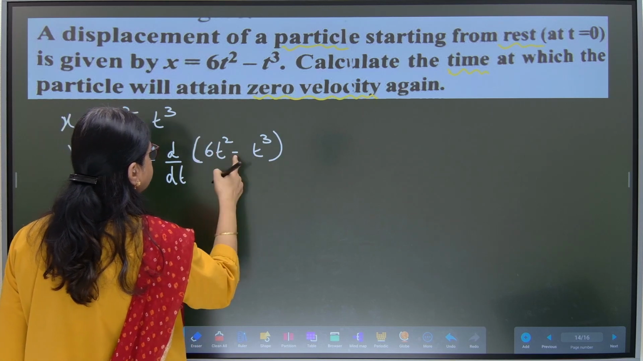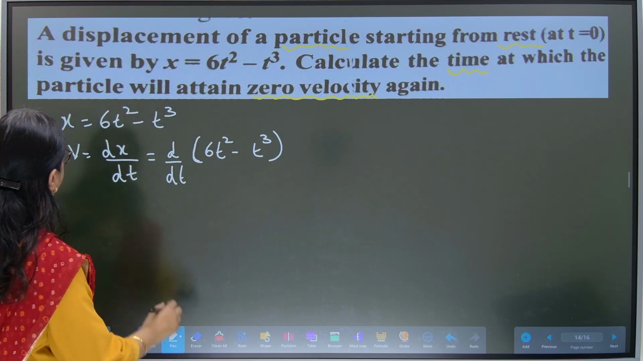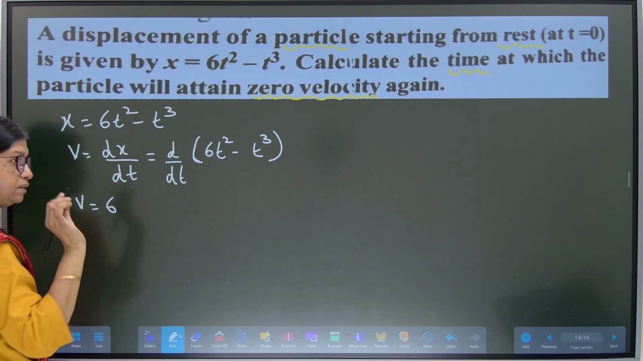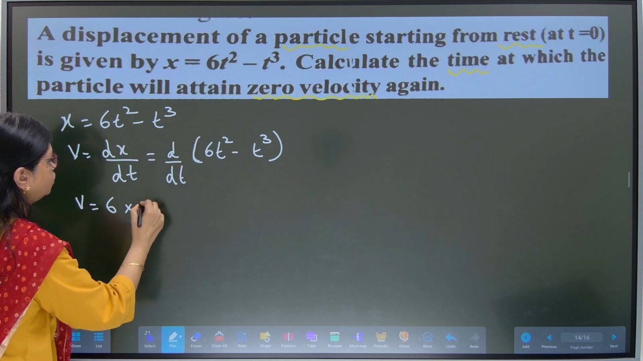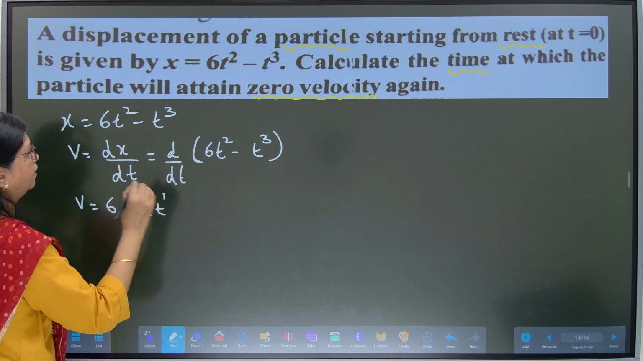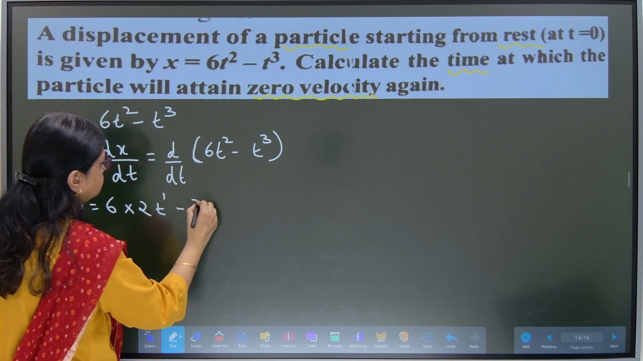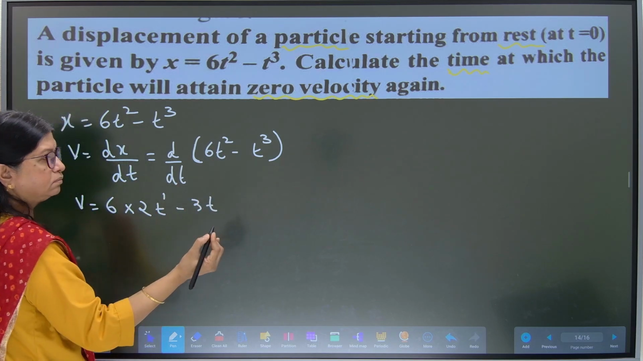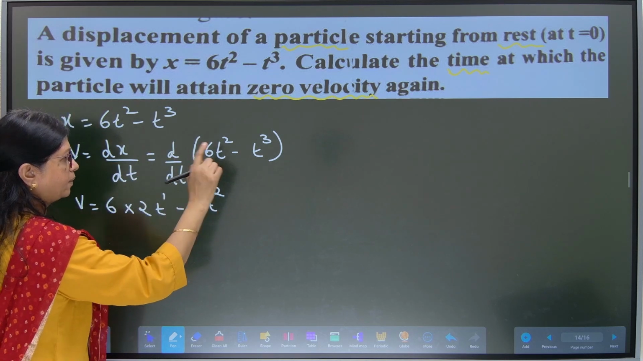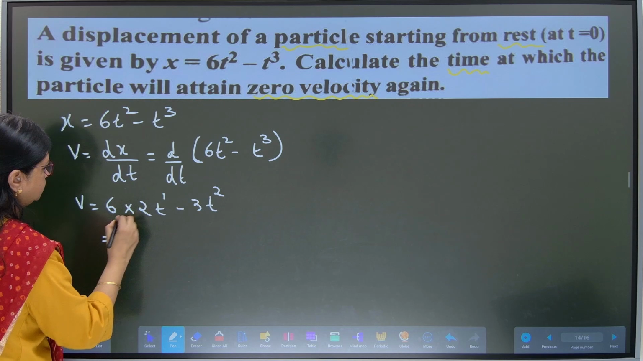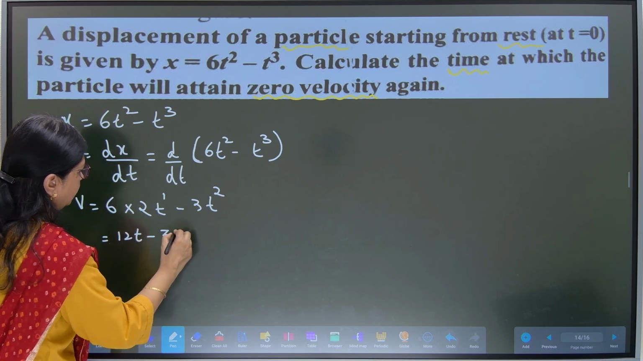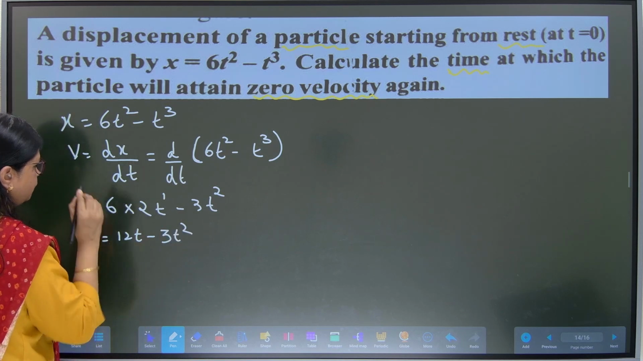Correct? I wrote x here. Differentiating with respect to time, what is my V? Differentiation of 6t square: 6 I'll write as it is, power is 2, variable is t, 2 minus 1, 1. Minus, power is 3, t, 3 minus 1, 2. What is my answer? 12t minus 3t square is V.